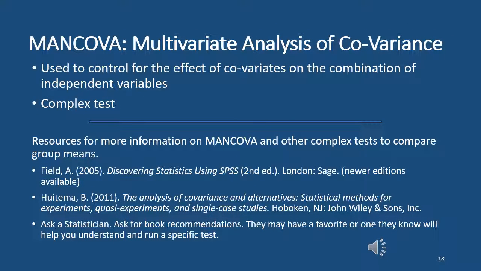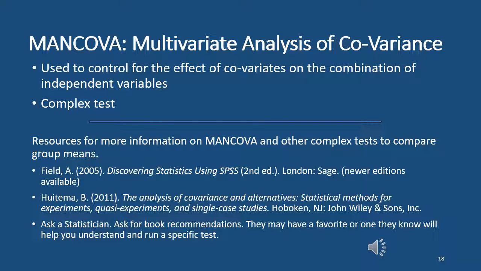So I will just touch on MANCOVA, multivariate analysis of covariance, mostly to help you understand that this is a different test than the MANOVA. This is a multivariate analysis of covariance, so it's a MANCOVA, and it is used to control for the effect of covariates on the combination of independent variables. This is a rather complex test, and it's not covered in the Cronk book, and I think it's just touched upon in our other textbook. But this might be something that you will be faced with wanting to use in the future, and I recommend that you look for additional resources on this.